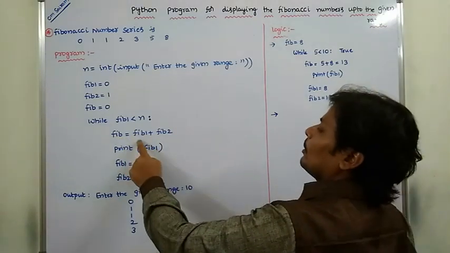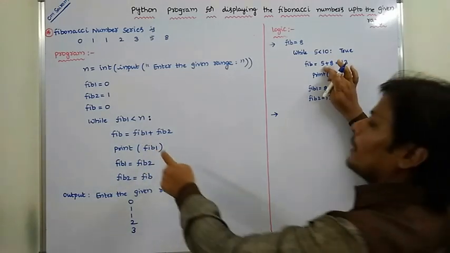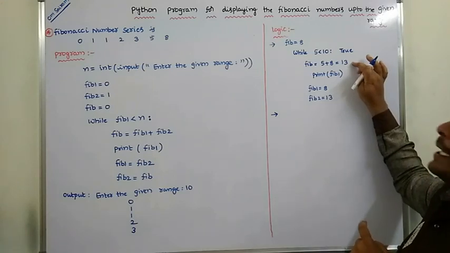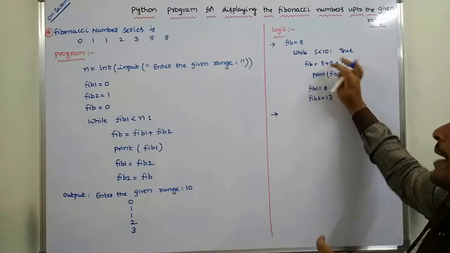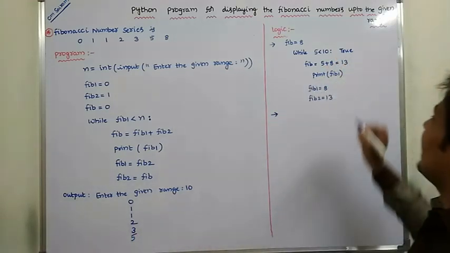Then Fib is equal to Fib1 plus Fib2. Fib1 value is 5 and Fib2 value is 8. 5 plus 8 is equal to 13. Okay. Print of Fib1. Fib1 value is 5. So now Fib1 value 5 is printed.